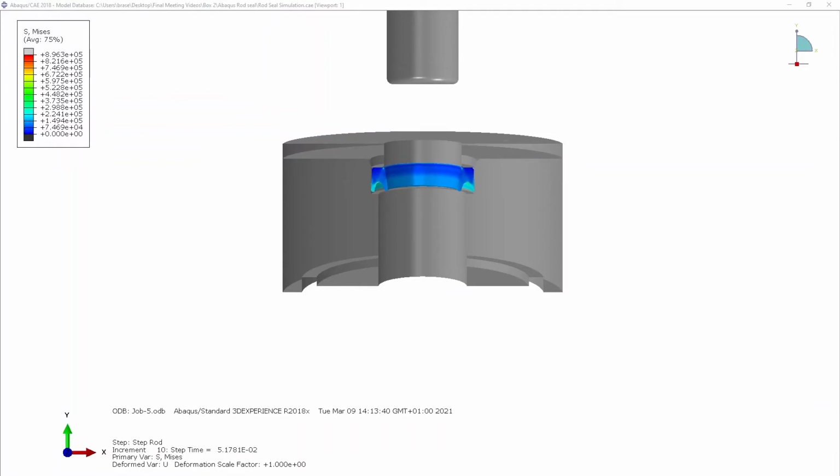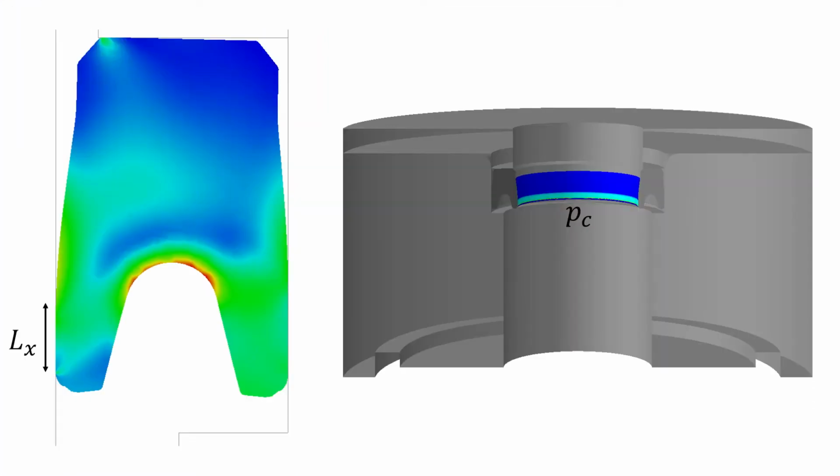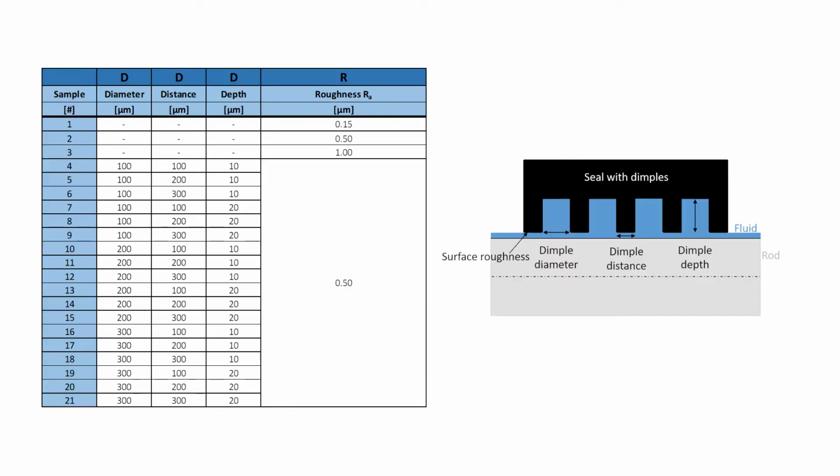The animation exemplarily demonstrates the installation of a pneumatic U-cup rod seal. The decisive output parameters of the simulations are the contact length of the seal in axial direction, indicated by Lx, and the contact pressure level, Pc, between the seal and rod surface. The contact length, Lx, determines the boundaries of the dimple dimensions. Based on the findings of the simulations, a table of relevant DDDR textures is compiled, which serves as input parameters for the prototype mold design and manufacturing process.